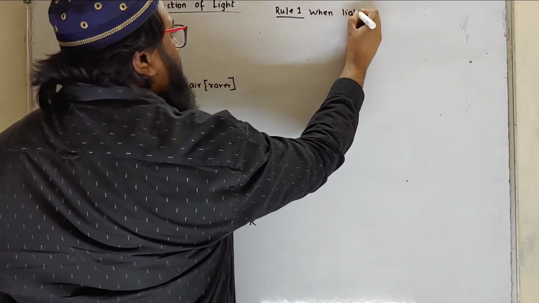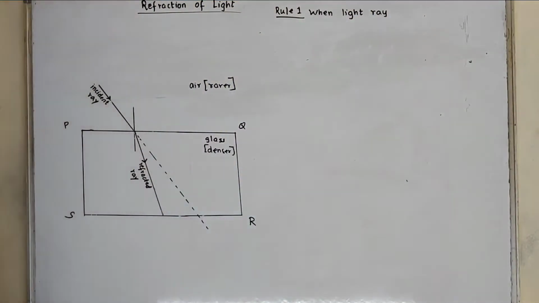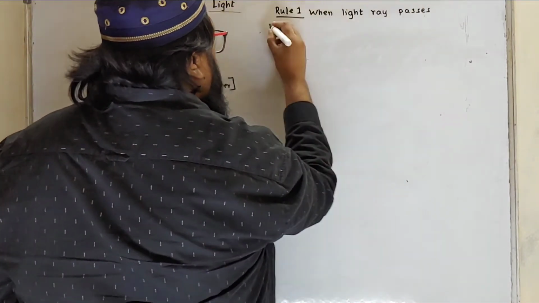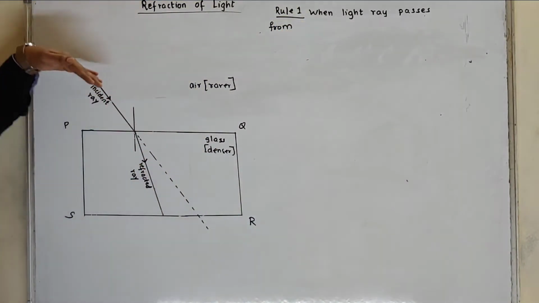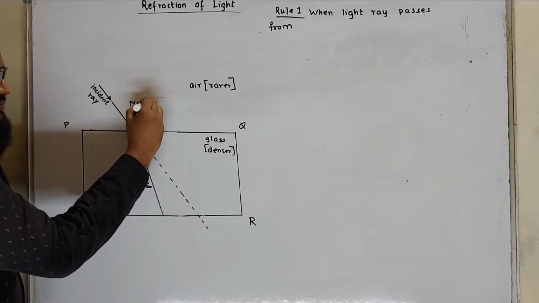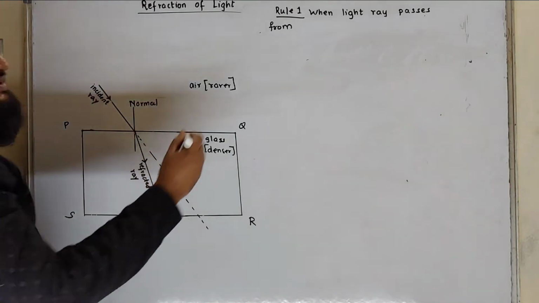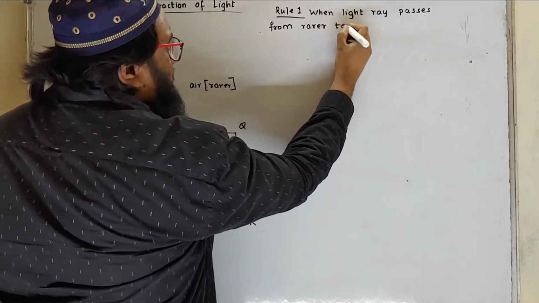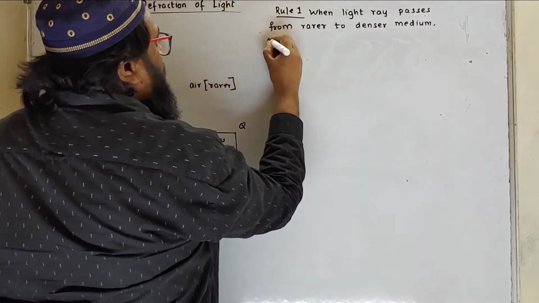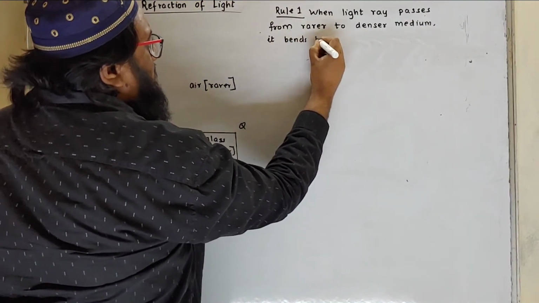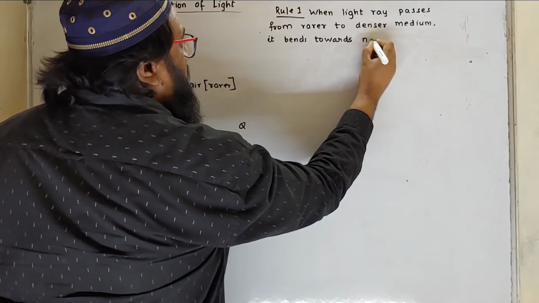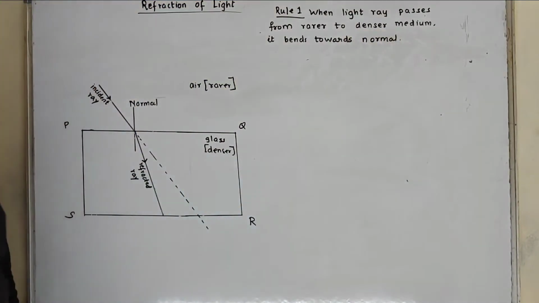When a light ray passes from rarer to denser, what will happen? It will bend towards the normal. This is the normal. So when a light ray passes from a rarer medium to a denser medium, it bends towards the normal. So this is rule 1.